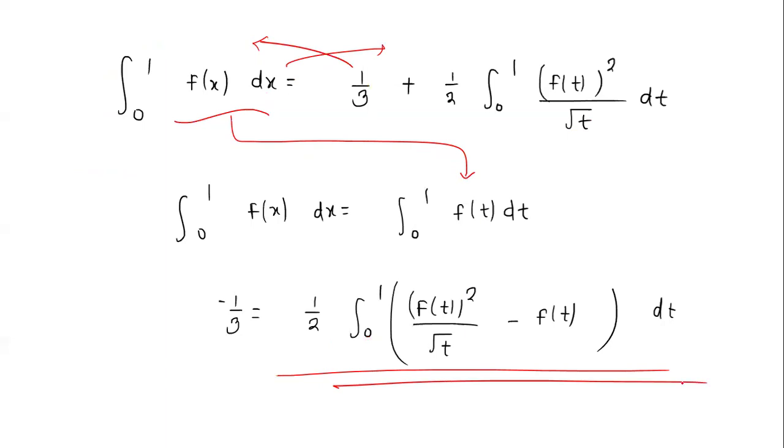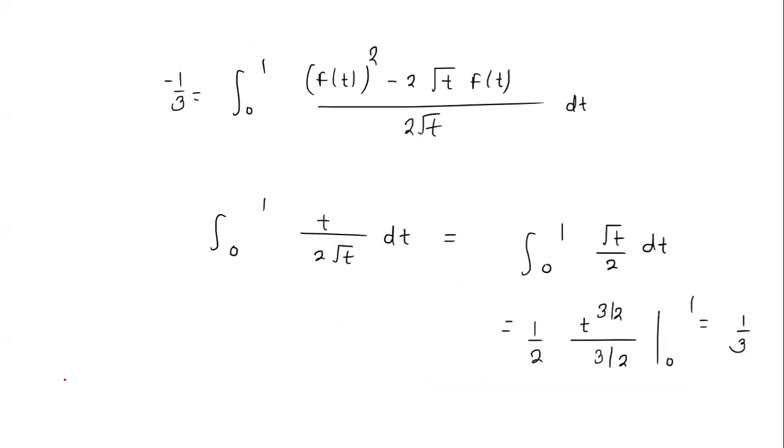The limit is same for both the integrals. So you can take this half outside, and then you will have f of t whole square divided by root t, and minus 2 f of t. You have this thing. Then you can further simplify this, and you can write in this way. Now you have this thing.